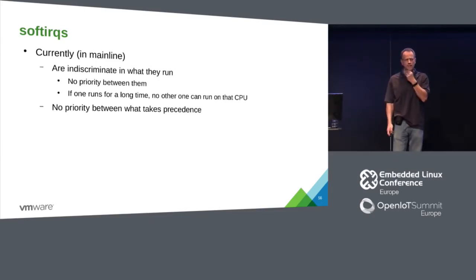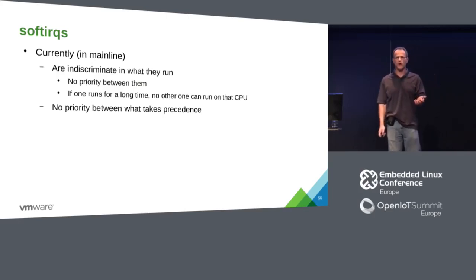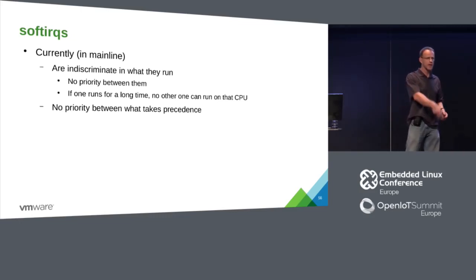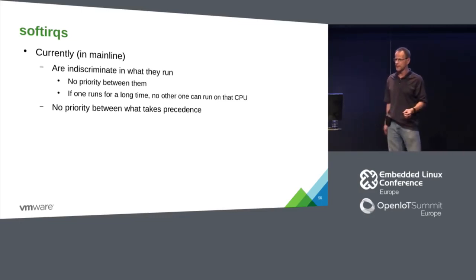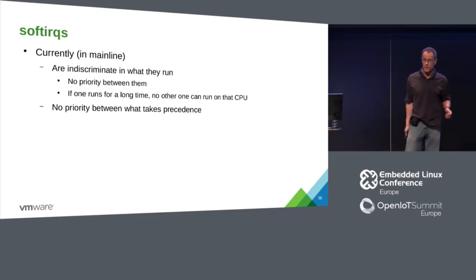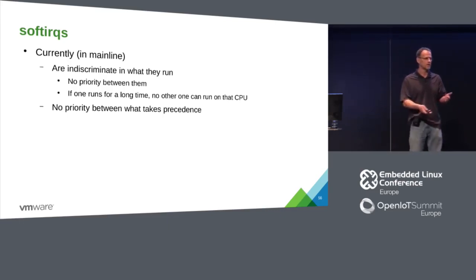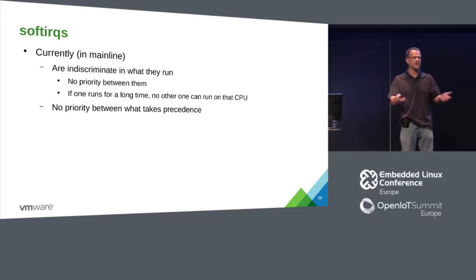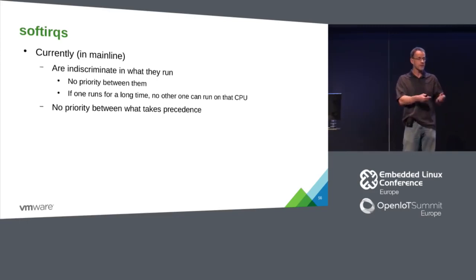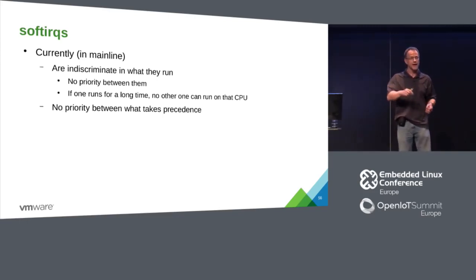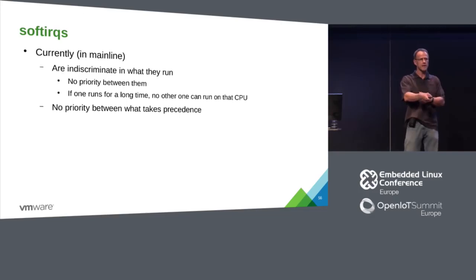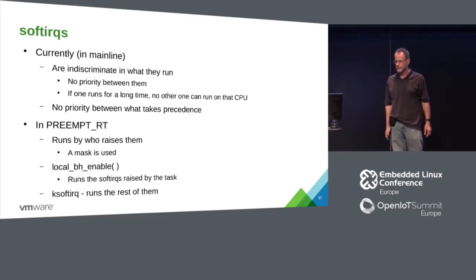So currently in mainline, soft IRQs are indiscriminate in what they run. So when you raise one, although you might raise the networking soft IRQ, if there's like a block soft IRQ that wants to run, it will run too, and you've got to wait for that as well. So there's no way to change the priority between them. There's no way to make it deterministic. So soft IRQs really do suck on mainline. And they hurt. People actually are working on fixing it now in mainline. They're using RT ideas to do so.